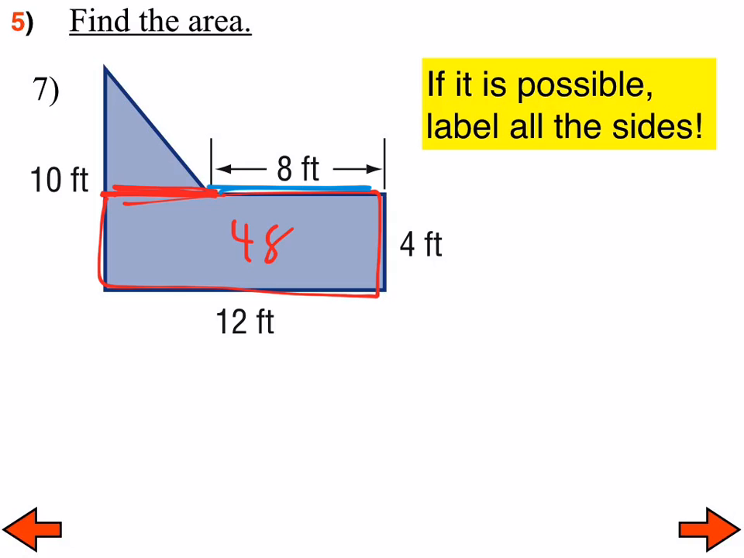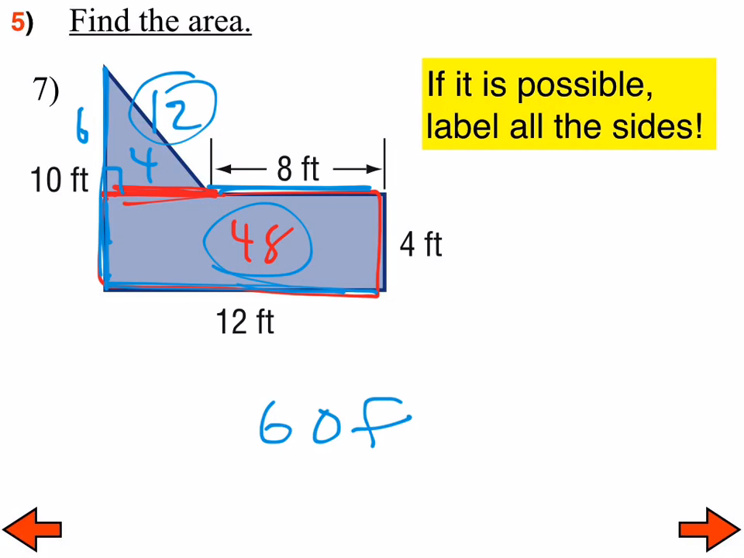So if it's 8 from here to here and 12 all the way across, that means this is 4. And if it's 10 for that whole height right there, and 4 from there to there, that means this has to be 6. And to find the area of a triangle, it's 1/2 the base times the height. 6 times 4 is 24. Half of that is 12. So 12 and 48 makes 60 square feet. That's one way of doing that.